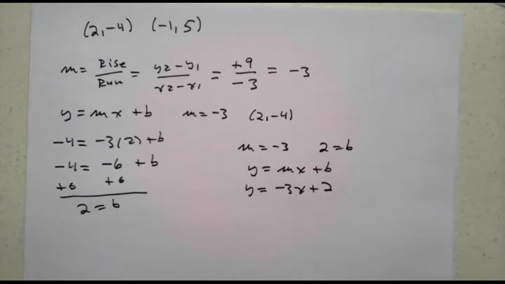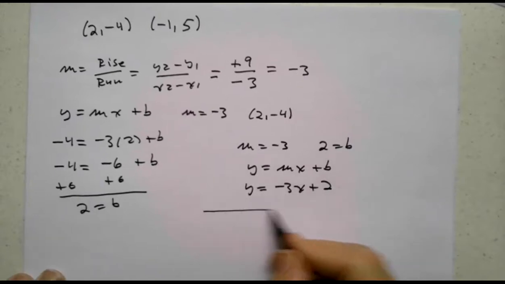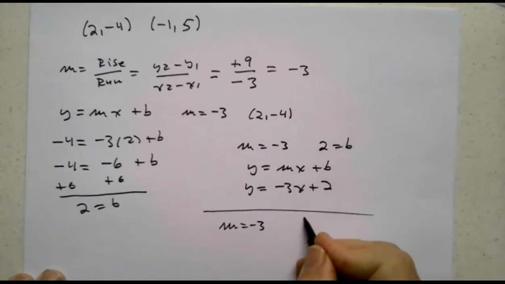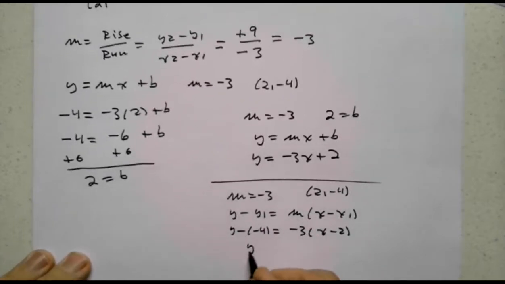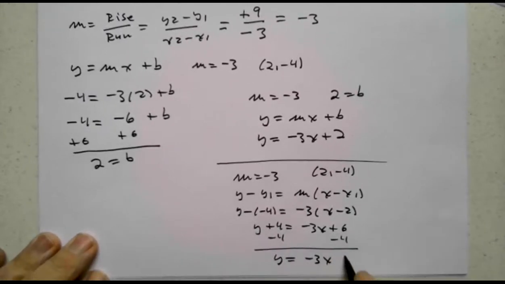And just to show you the alternate strategy, we have our m of -3 and our point (2, -4). We could have used point slope form. Y minus y1 is m times x minus x1. Y minus -4 is -3 times x minus 2. So y plus 4 is -3x plus 6, subtracting 4 from both sides, and you get y equals -3x plus 2, using the point slope form as our strategy.